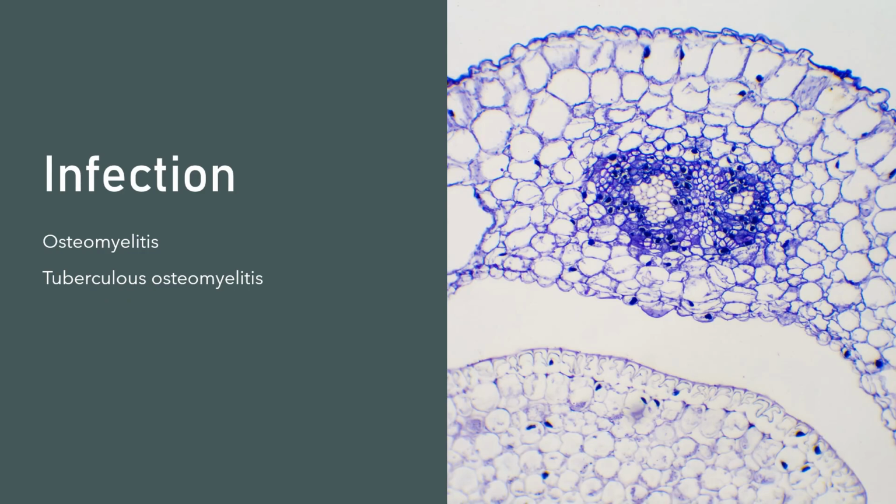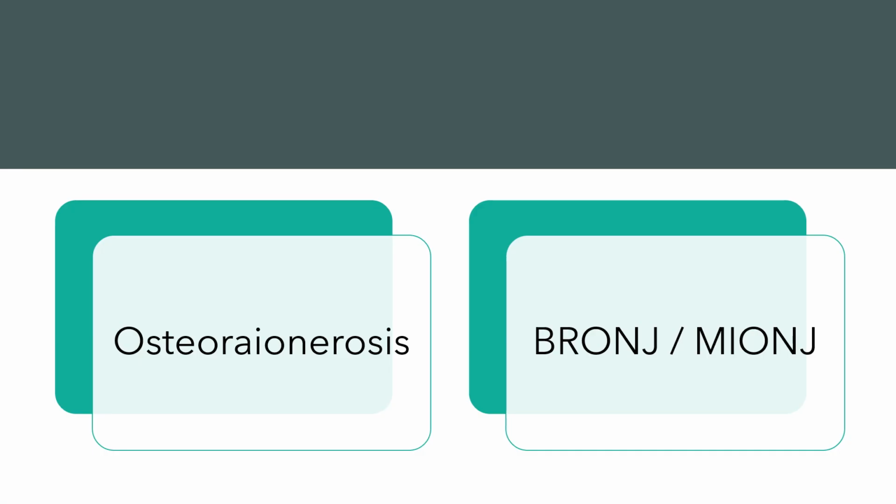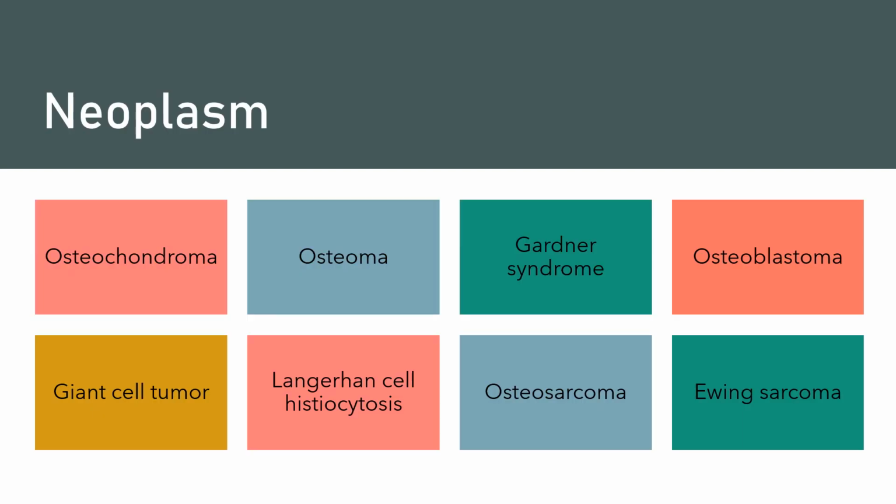Next is infection of the bone. You have osteomyelitis and tuberculous osteomyelitis and how it presents. Then you should know a little bit about osteoradionecrosis and bisphosphonate related osteonecrosis of the jaw, or recently also called medication induced osteonecrosis of the jaw. You have to know how it presents, what the difference is between both, and why bisphosphonate causes osteonecrosis. There is a separate video related to that, so you can go through it for explanation.